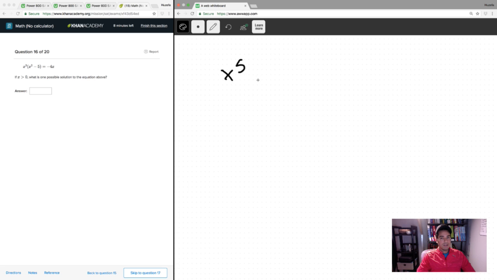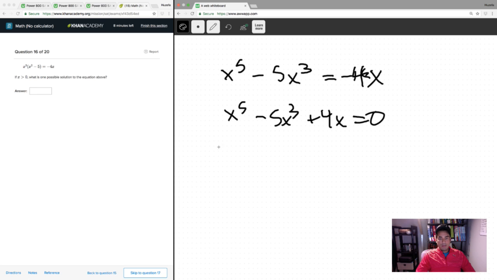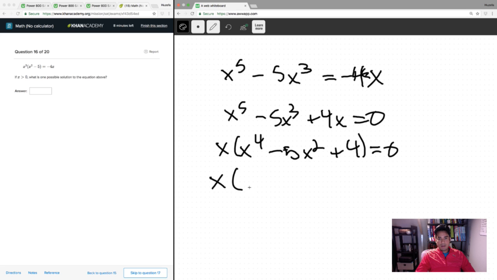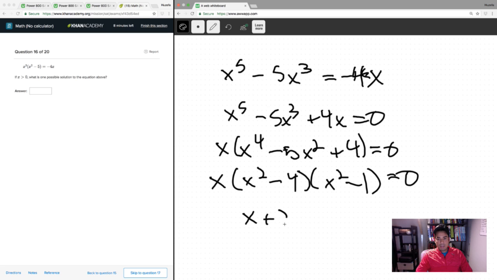So I'm going to say x to the 5th minus 5x cubed equals -4x. Oops, -4x. Add 4x to both sides. X to the 5th minus 5x cubed plus 4x equals 0. And then I'm going to factor out x: x to the 4th minus 5x squared plus 4 equals 0. X times x squared. And then this factors into, this becomes -4 minus 1, right? They multiply to +4, add to -5. And this becomes x plus 2, x minus 2. And that's all we need.